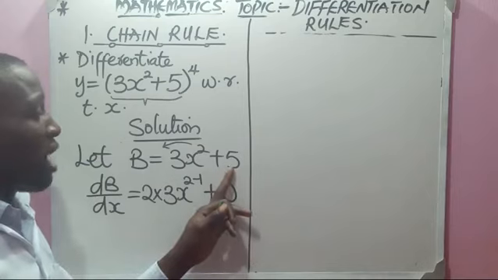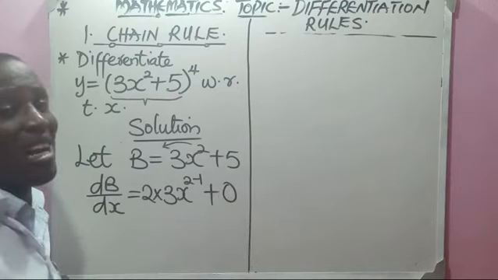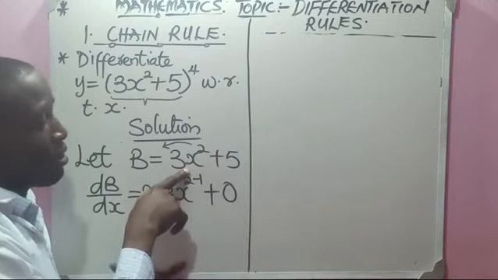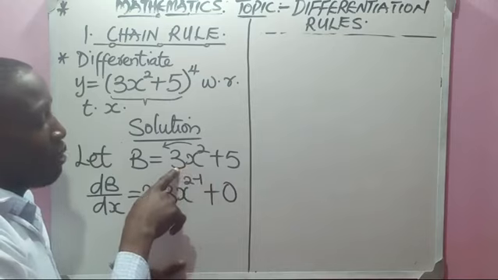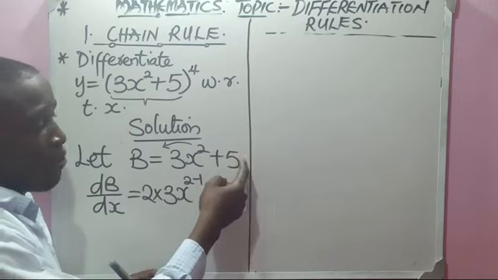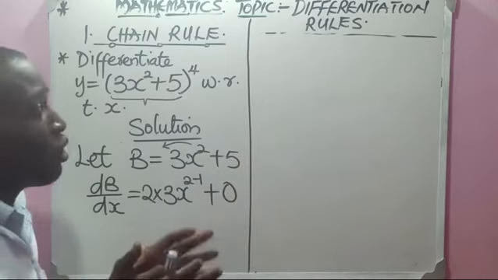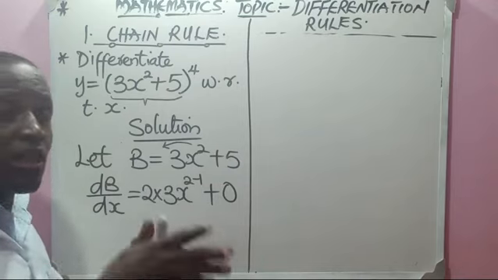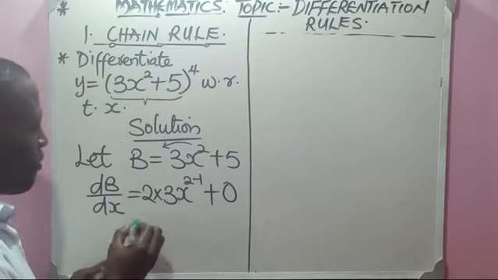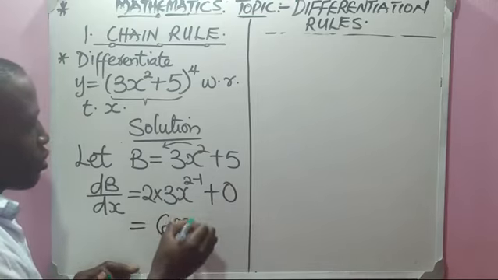Some may want to ask, how is this one a constant? Any number that does not carry an alphabet or a variable is called a constant. This is not a constant because it's carrying a number and a variable. This is only a number, there is no variable attached to it, therefore it is what? A constant. So the rule of differentiation is that when you differentiate a constant, you must get what? 0. So if we go further, 2 times 3 is 6, x, 2 minus 1 is what?